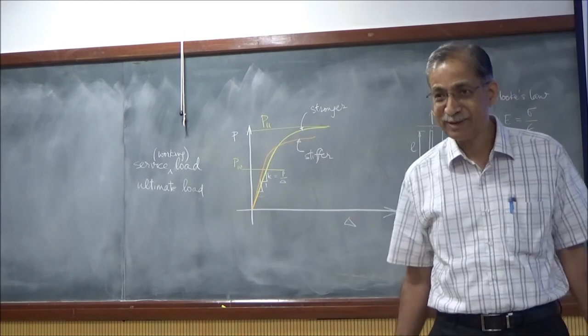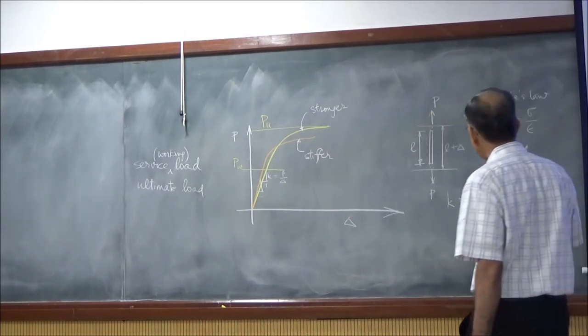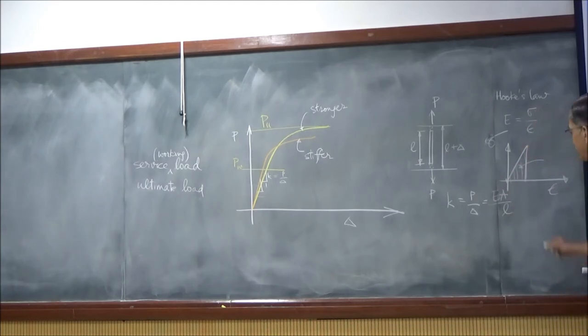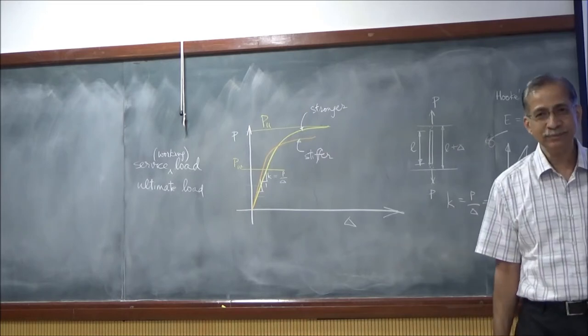Now he brought in a factor of half. That is valid for the energy component. What is this energy called? It's called strain energy. And this is half sigma epsilon, or half sigma squared by E. Nothing wrong.